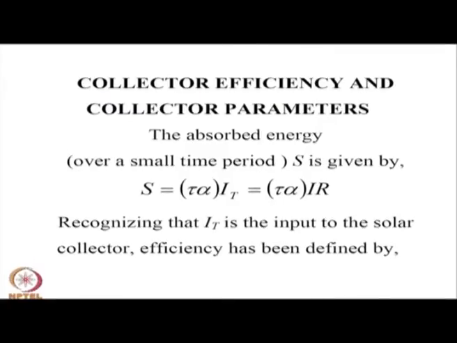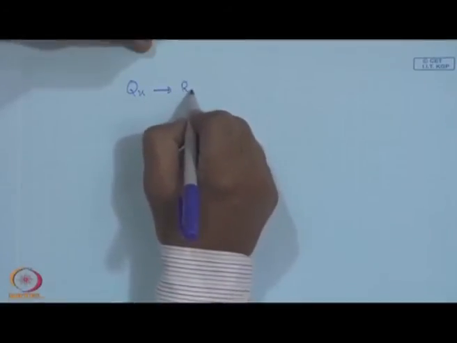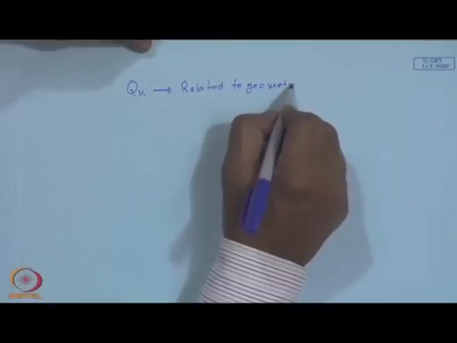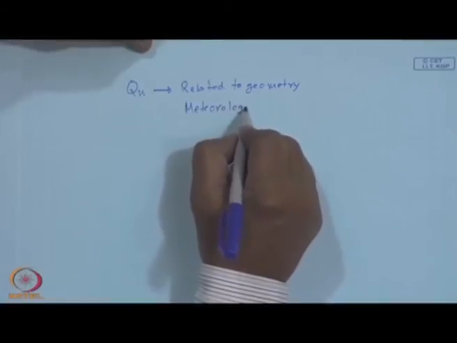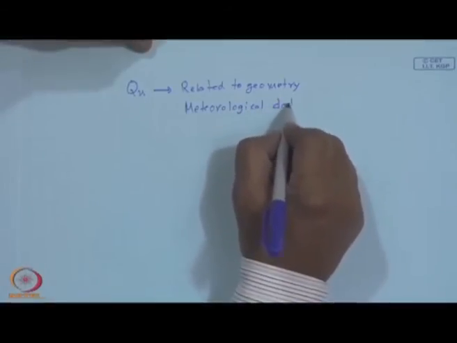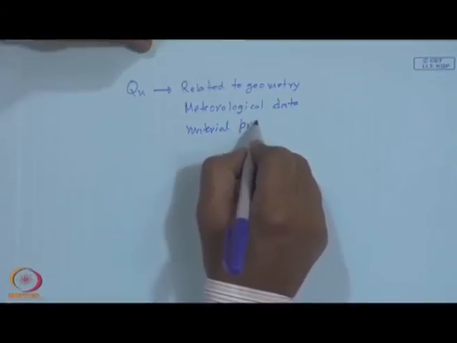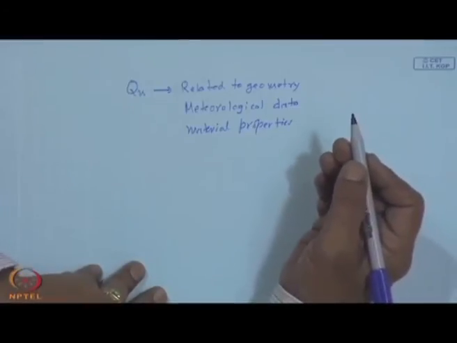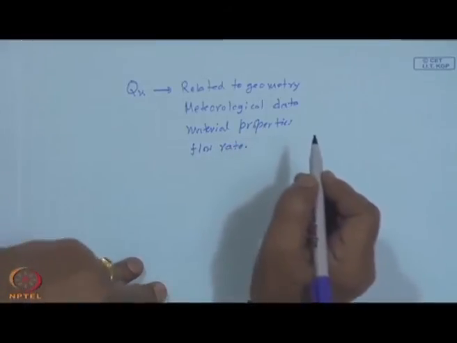Now, so far we found the useful energy gain, which to our satisfaction is related to the geometry, meteorological data, material properties, including thermal conductivity and the transmittance absorption product, and flow rate, more importantly, equally importantly. We got it.